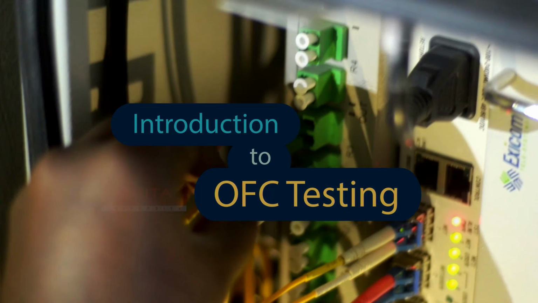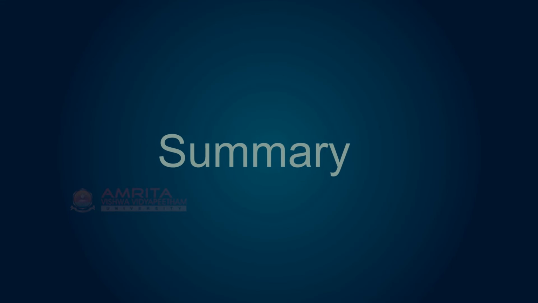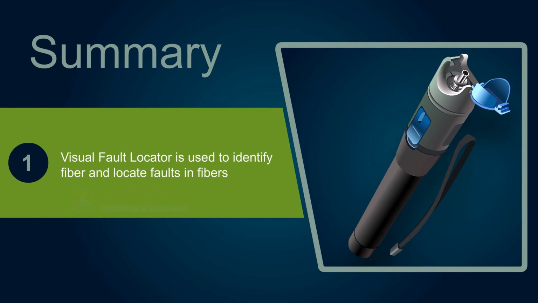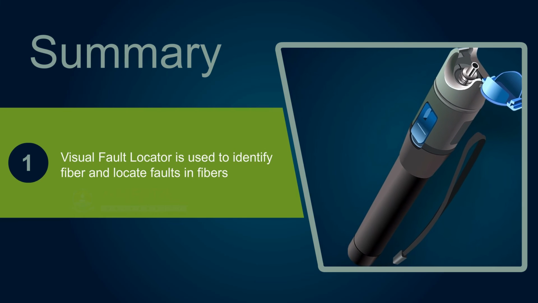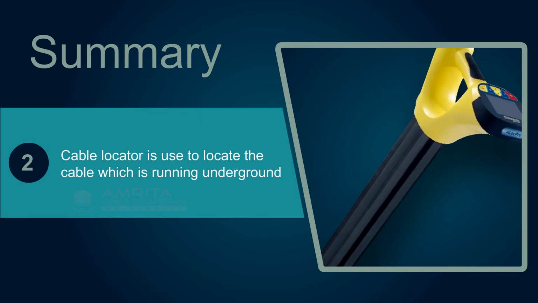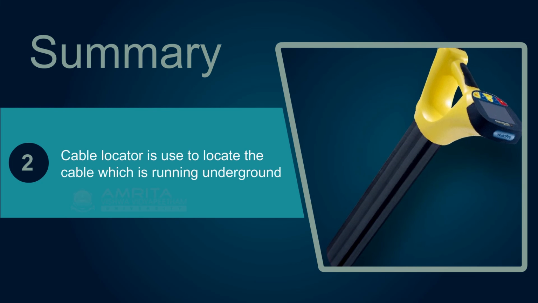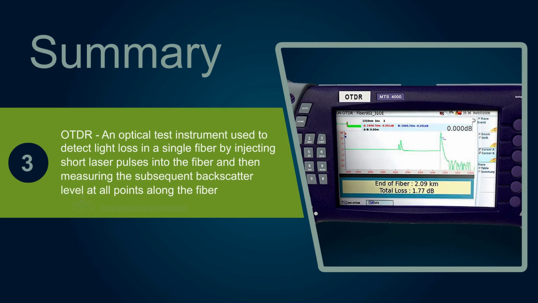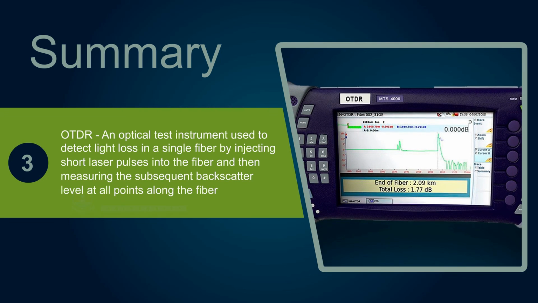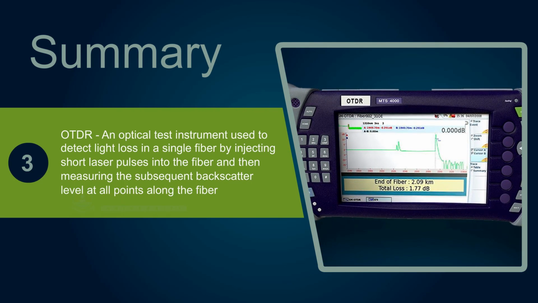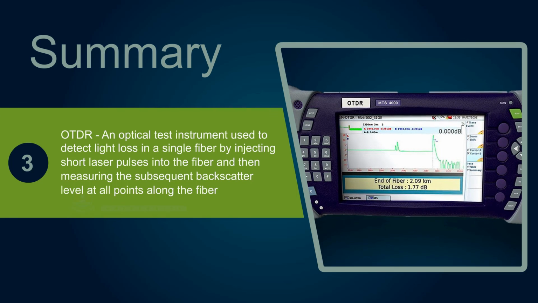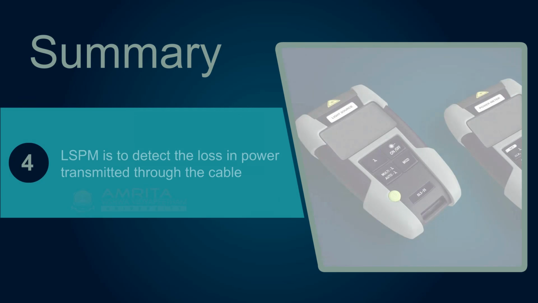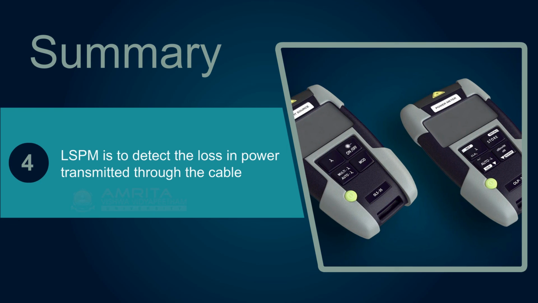With that, we have come to the end of this session. In this session, we have learned that visual fault locator is used to identify fiber and locate faults in fibers. Cable locator is used to locate the cable which is running underground. OTDR is an optical test instrument used to detect light loss in a single fiber by injecting short laser pulses into the fiber and then measuring the subsequent backscatter level at all points along the fiber. LSPM is used to detect the loss in power transmitted through the cable.